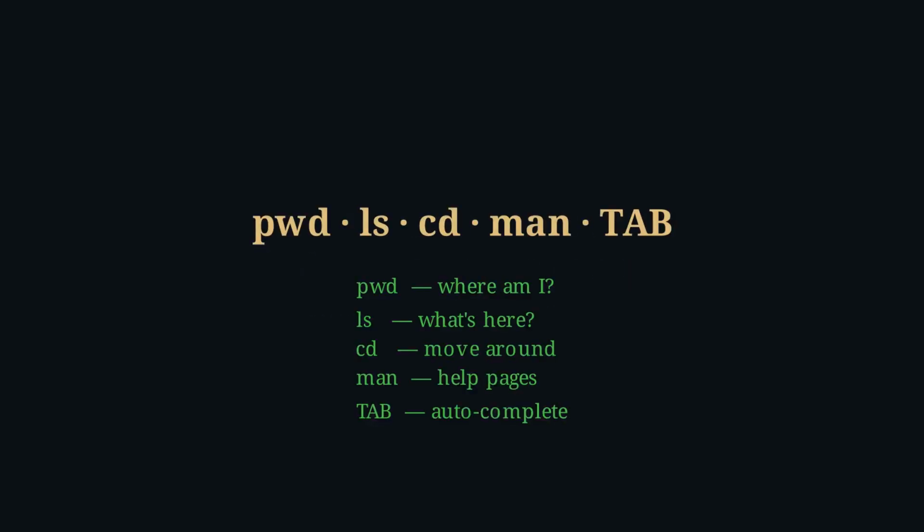So that's your starter kit. pwd tells you where you are. ls shows what's around you. cd moves you between folders. Man is your offline manual. And tab completes your thoughts. 5 commands, 1 key. In Episode 2, we create and destroy files.